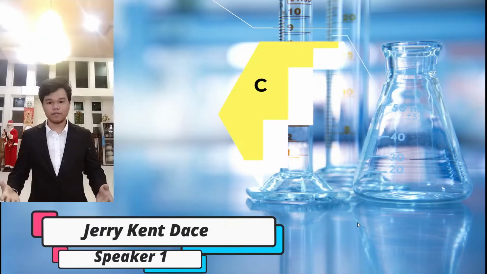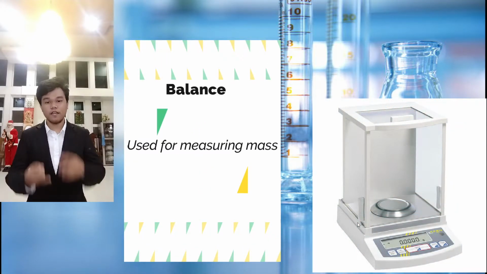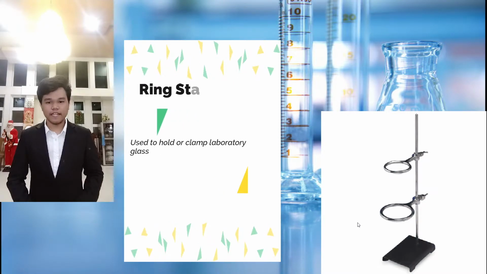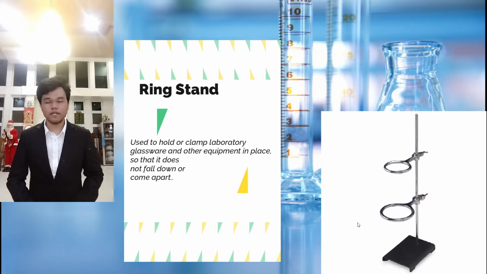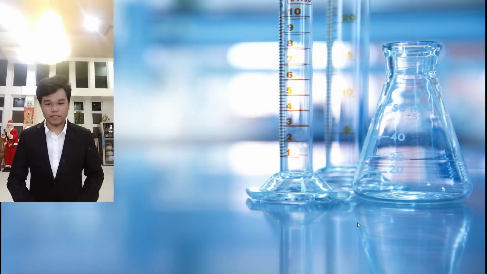These are common laboratory apparatus. Number 1. Balance. Balance is used for measuring mass, such as solid, liquid, tissues, and more. Number 2. Ring stand. Ring stand is used to hold or clamp laboratory glassware and other equipment in place so that it does not fall down or come apart.